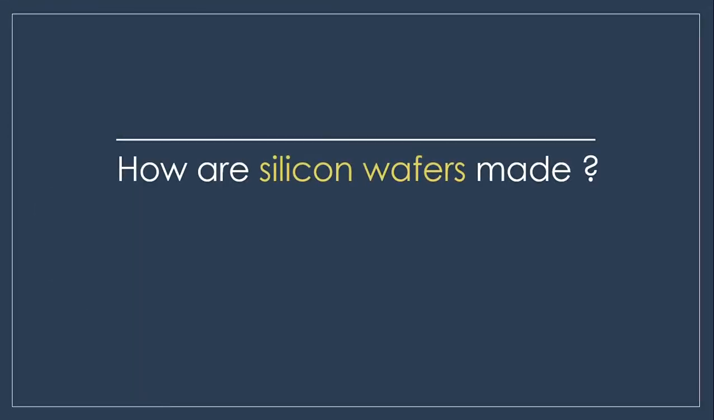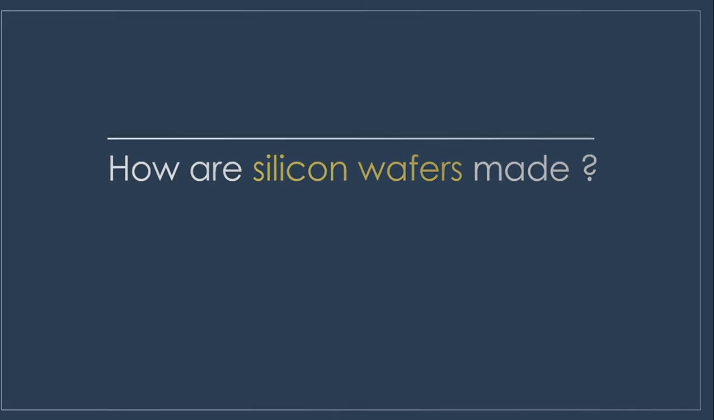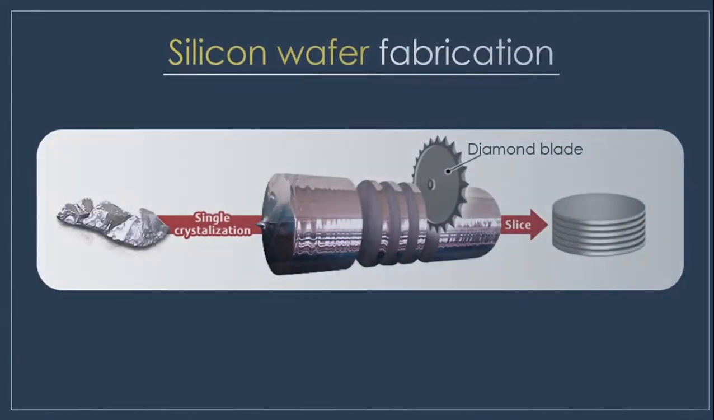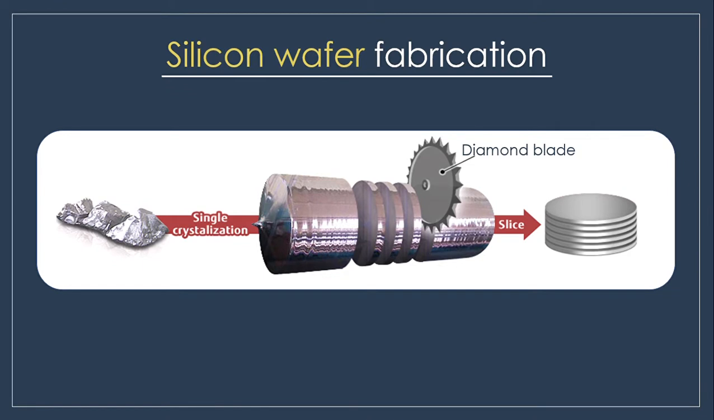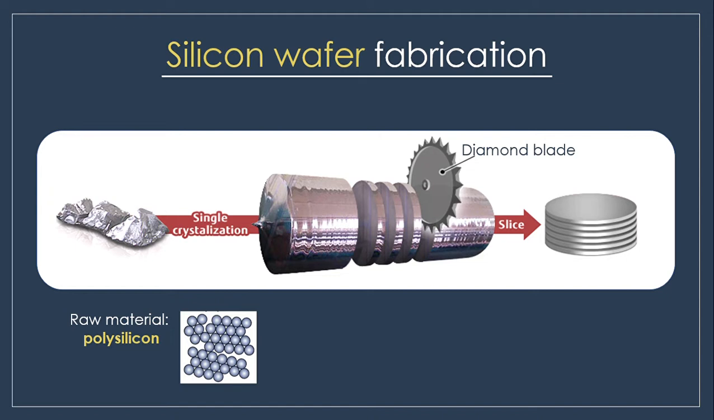So how are these silicon wafers made? The basic material used for production of wafers is silicon. Silicon is made of highly purified and refined sand. The raw silicon material, which is produced this way, consists of multiple crystals. Thus, it is called polysilicon.